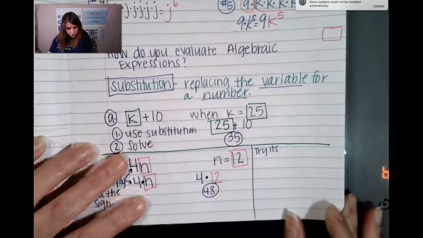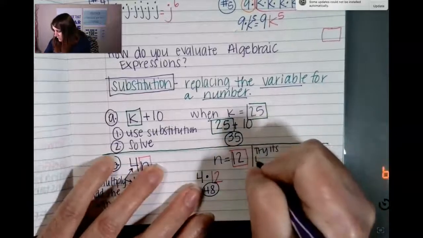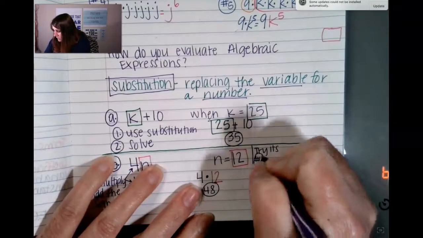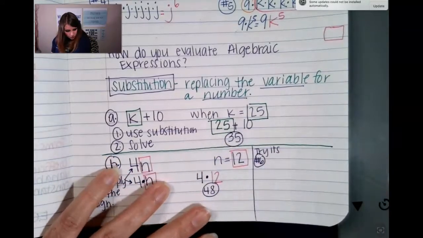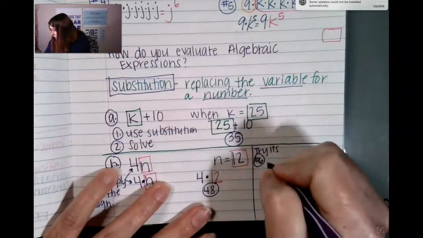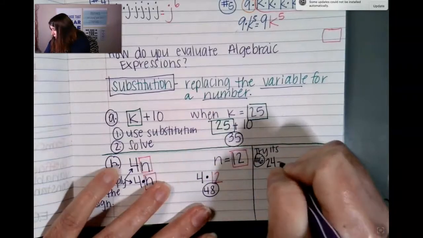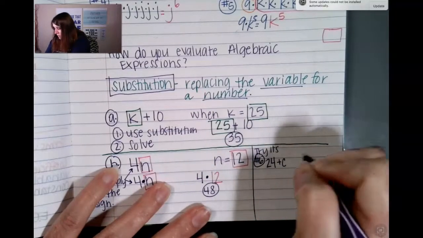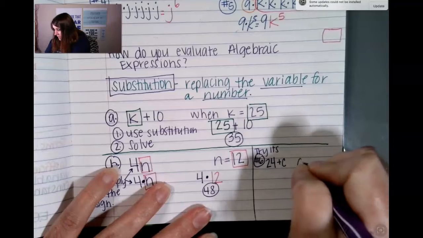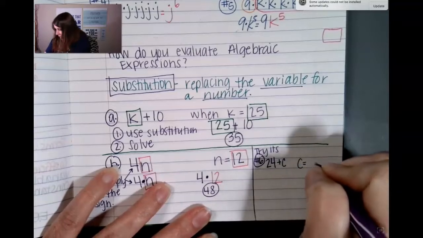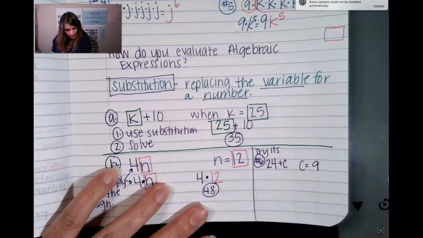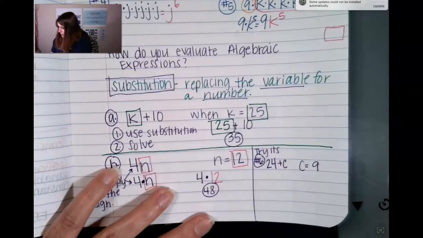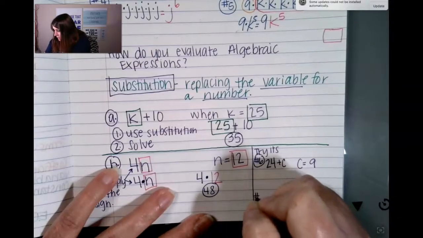Okay, so triad number 6 says 24 plus C, and it says that C equals 9. And then number 7. Try it, number 7.